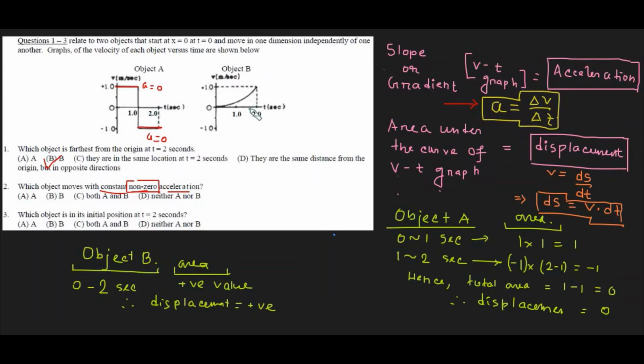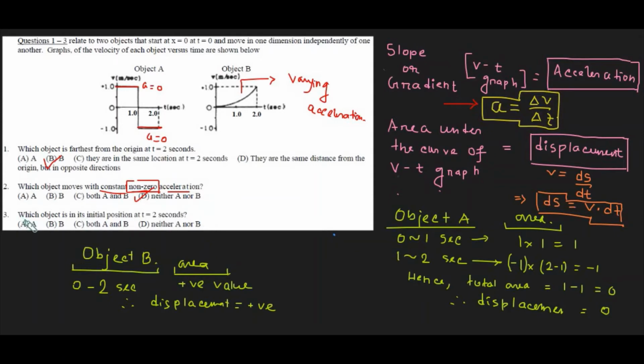Now in case of B, the line which is represented here is not a straight line, it's a curved line, which means the slope throughout the line is not constant. Since the slope is not constant, we can say the object B represents varying acceleration. It's not constant acceleration, it's varying acceleration. From there we can say that B cannot have constant acceleration. That means the final answer is D, neither A nor B.